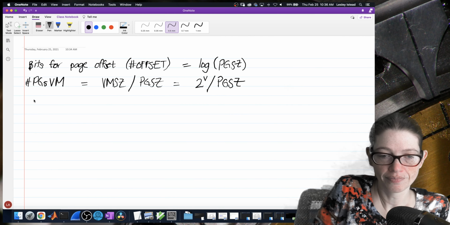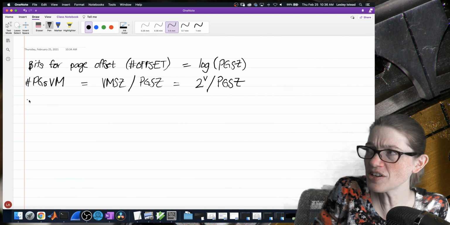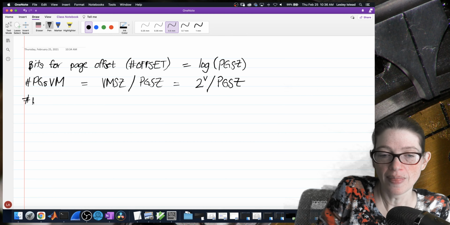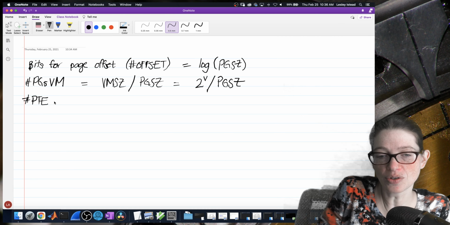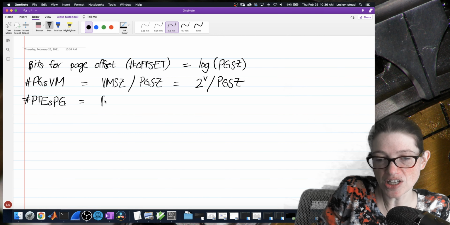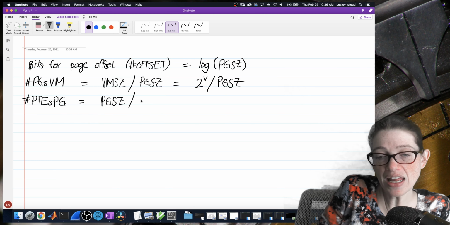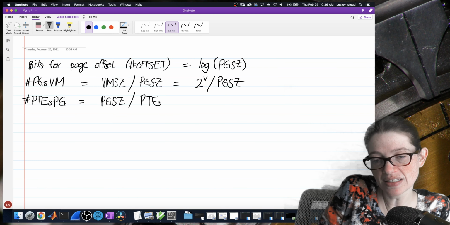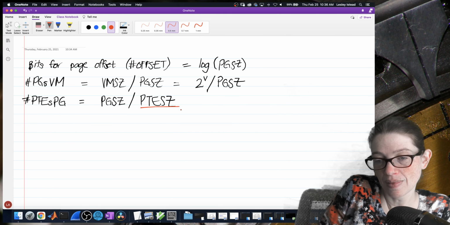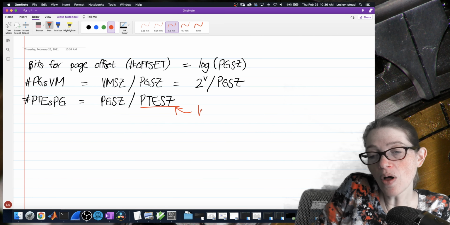Now, how many page table entries can you fit on a page? So the number of page table entries on a page is equal to the page size divided by the PTE size. Now, the PTE size, we will always provide.